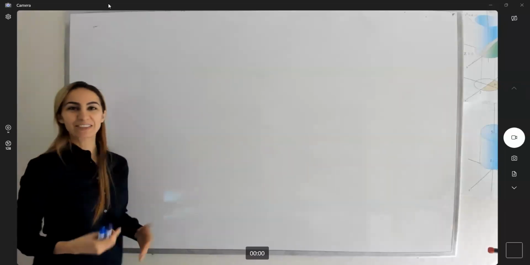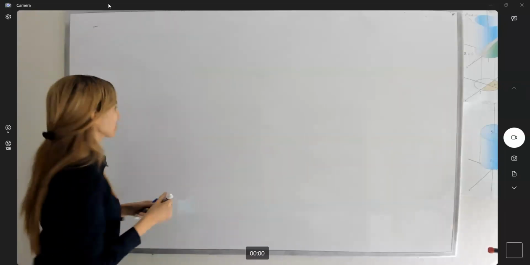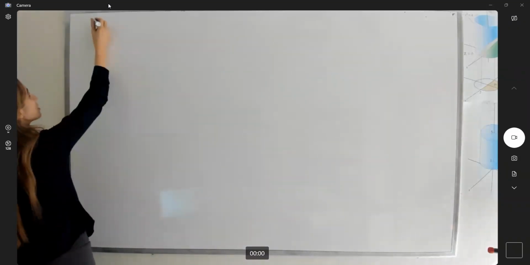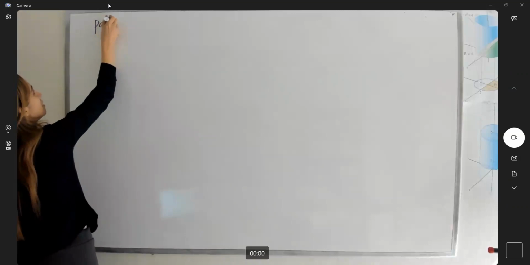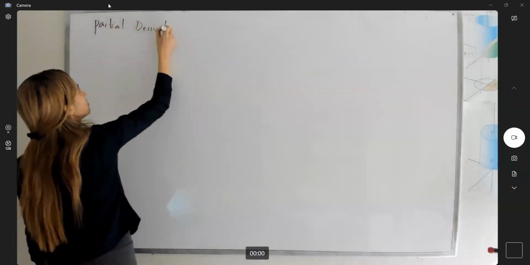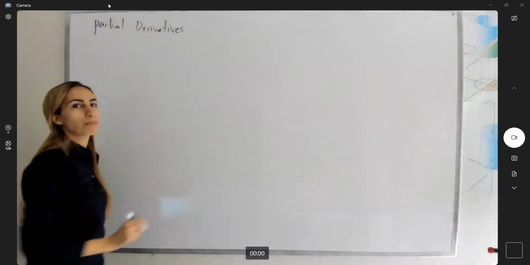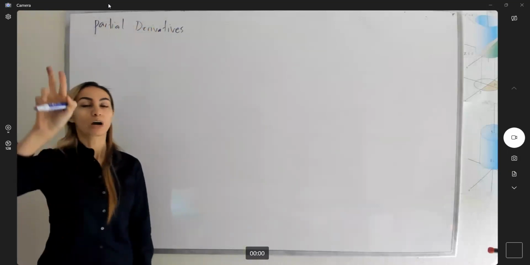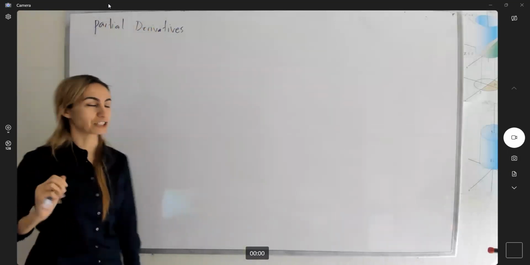So let us talk about partial derivatives. Let's just review a little bit what we learned before. So these are partial derivatives. Why are we saying partial derivatives? Because here, instead of having one free variable, we have two free variables.